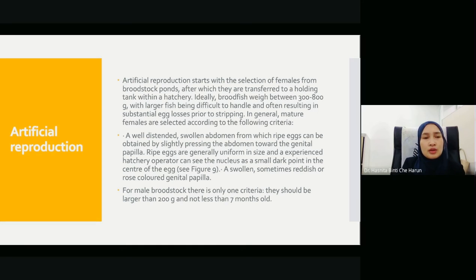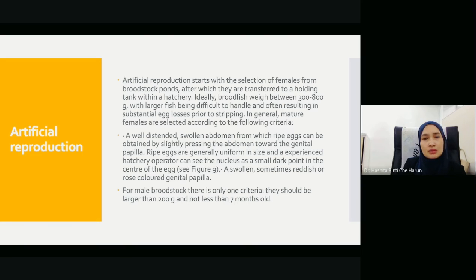Okay, so first, what you need to do is to select females from the broodstock ponds and transfer them to a holding tank within a facility. Ideally, broodfish should weigh between 300 to 800 gram, because if you have a larger size than that, then the fish will be more difficult to handle, often resulting in substantial egg loss during the stripping process.